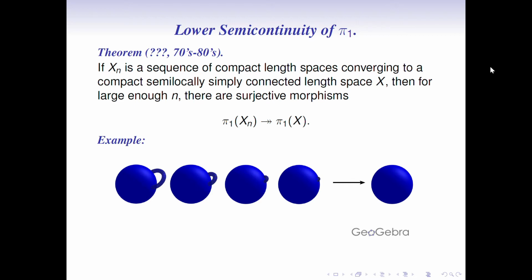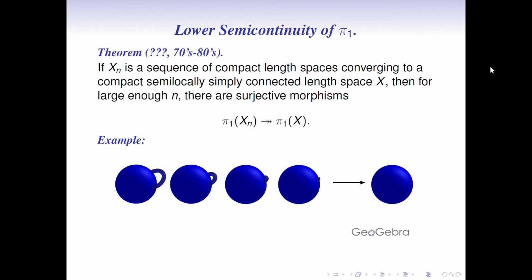What the theorem states is that the opposite cannot happen. That is, if we can find a non-trivial loop in the limit space, then this non-trivial loop has to be already present at some point in the sequence. Again, the fundamental group of the limit is smaller than the fundamental group of the elements of the sequence in the sense that for large enough n, the fundamental group of the limit is a quotient of the fundamental group of the nth element of the sequence.